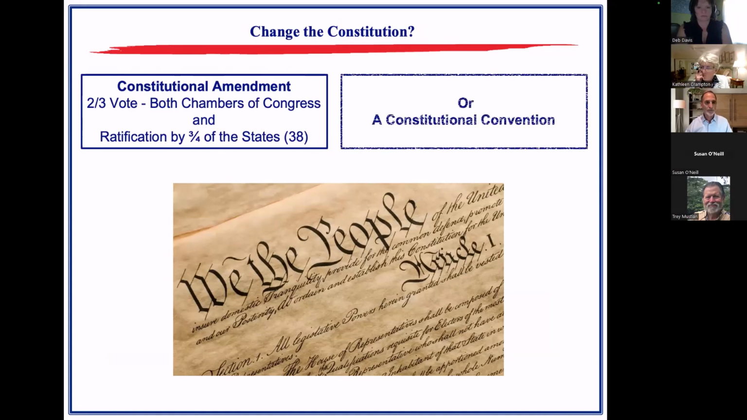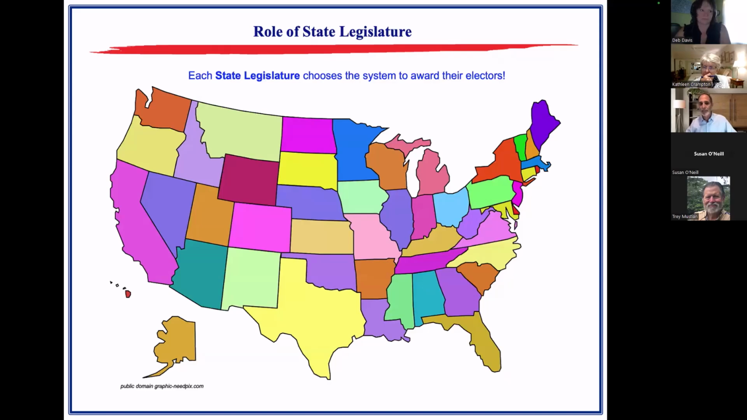Now, we could also do a constitutional convention that has its own set of issues. The bottom line is, neither one of these things will really solve the problem in the near future of getting rid of the Electoral College. But there's another way we can change this system. There's another way that we can fix this problem.